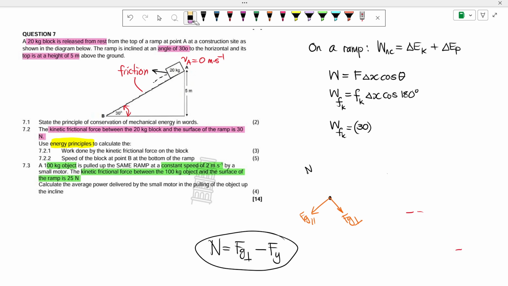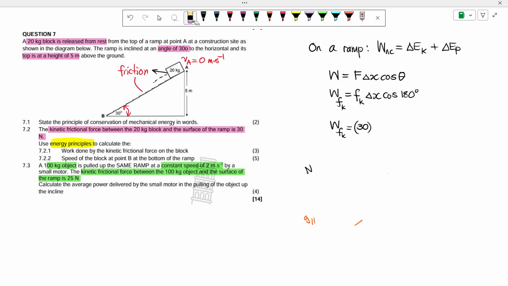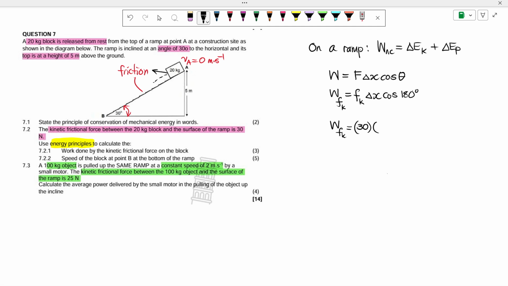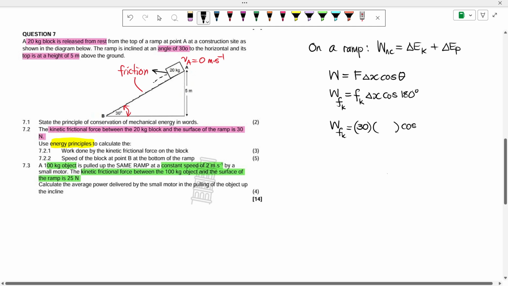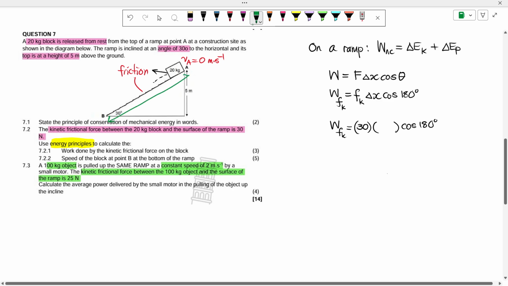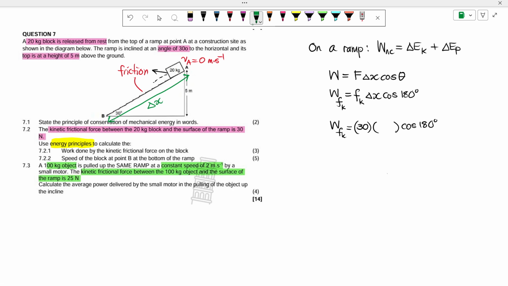Okay, so anyone who has a calculator can just tell us the answer for this in case we're going to need it for another question. It's work done by frictional force equal to 30 multiplied by the change in x in this case, which is not really given, so we have to calculate it, and the cosine of 180 degrees. How do we find change in x? Remember, change in x is the actual displacement of the box, which is the length of the ramp in this case. How do we find that?